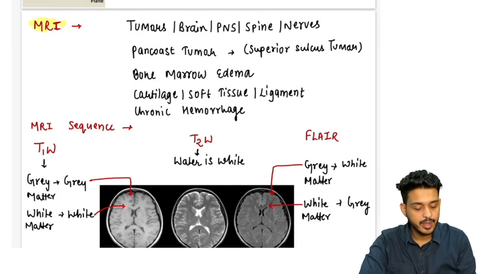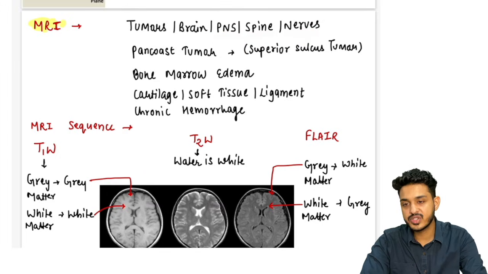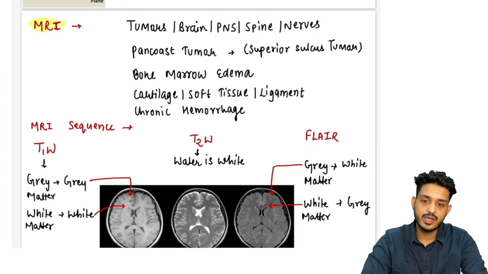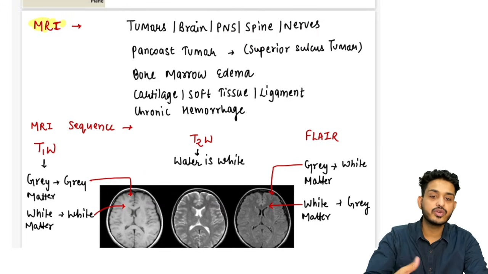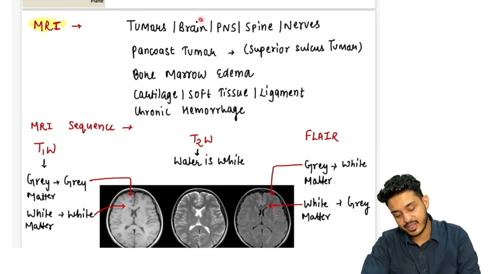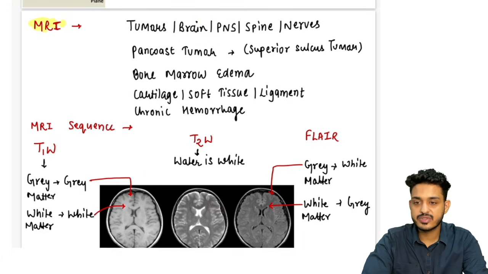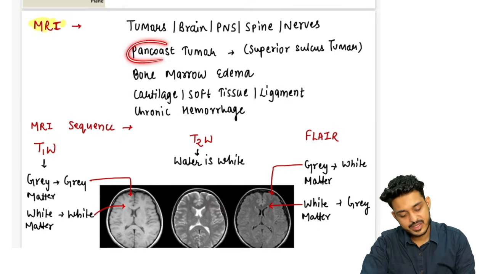Brain tissues, PNS, spine, nerves, soft tissues, right? We are going to do MRI. So remember, MRI is something we are going to do to identify soft tissues. Like we need to see some nerves, some PNS, we need to see for spine, right? We need to look for nerves, all these things we are going to do MRI. What is this Pancoast tumor?